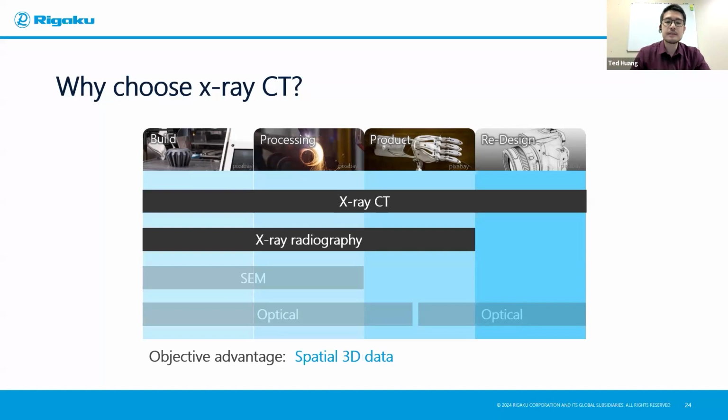And the difference between X-ray CT and X-ray radiography is the accessible spatial 3D data. Additive manufacturing, also known as 3D printing, is building things in 3D. You definitely want to know about structure information in 3D. So that's why X-ray CT is very reliable and very useful for additive manufacturing throughout all different phases.